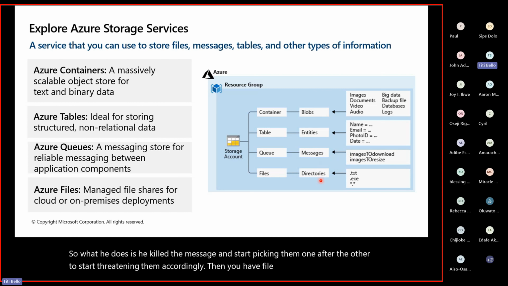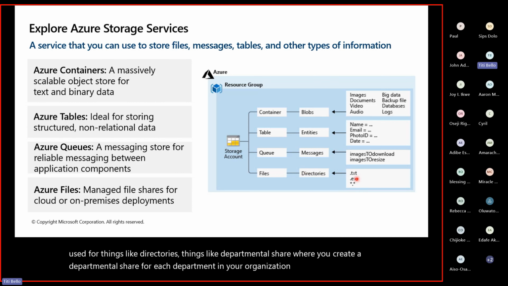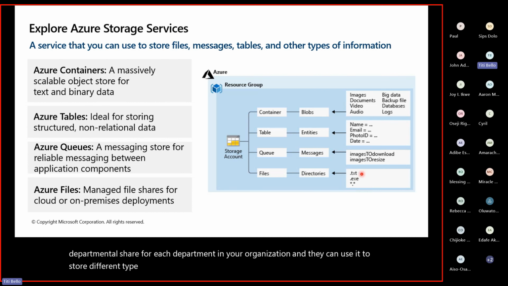Then you have file storage. File storage can be used for things like directories, things like departmental share, where you create a departmental share for each department in your organization, and they can use it to store different types of files. It supports text files, it supports executable files, and any type of file extension is supported. So that's what I said.